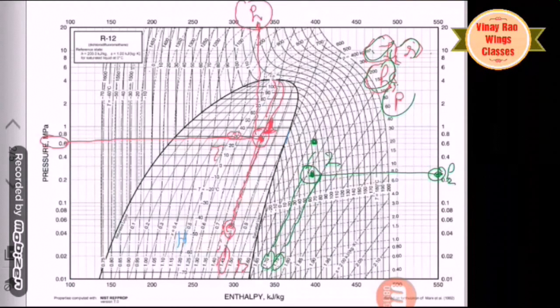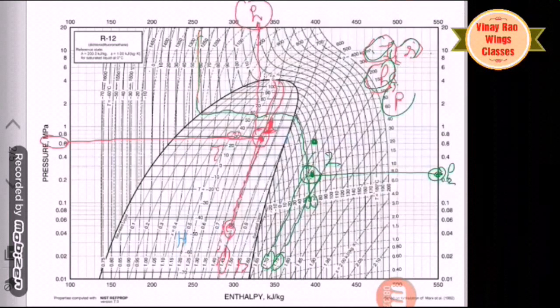The most important parameter is temperature. How can I find the temperature at this point? We have to follow these curve lines, which are moving downward. This is 60 and then 70. It is in between 60 and 70. This is the 60 temperature line, a constant temperature line.